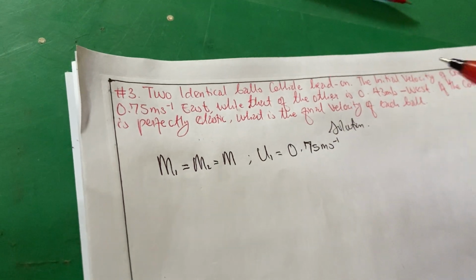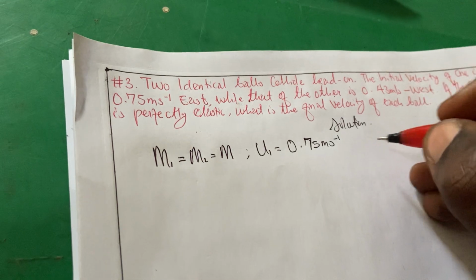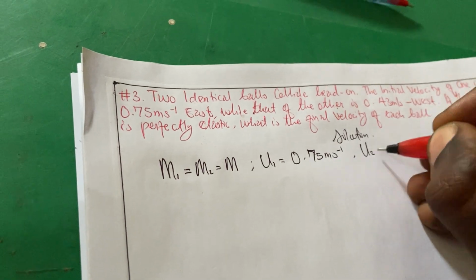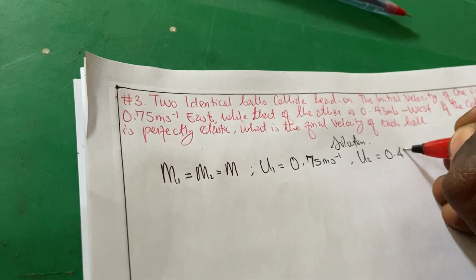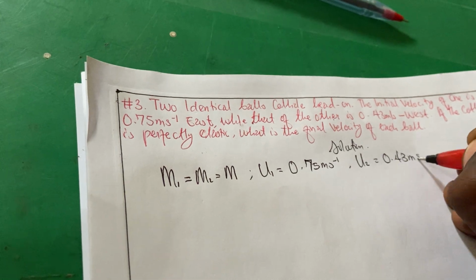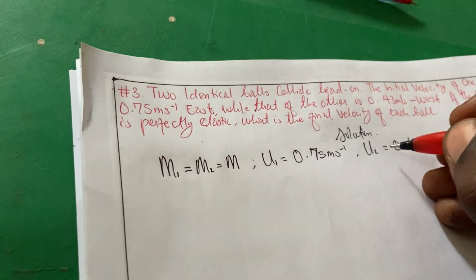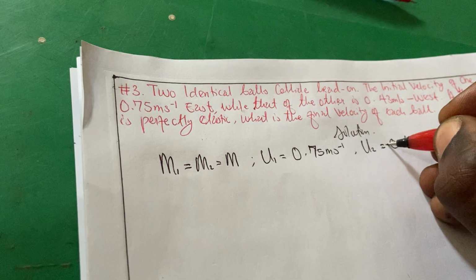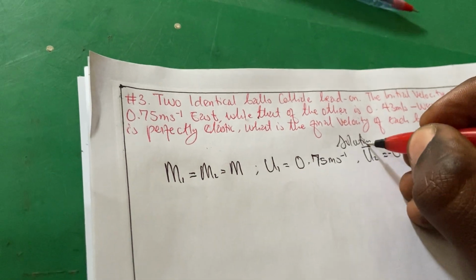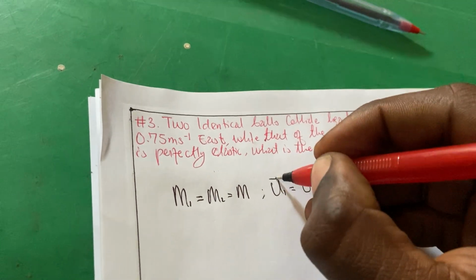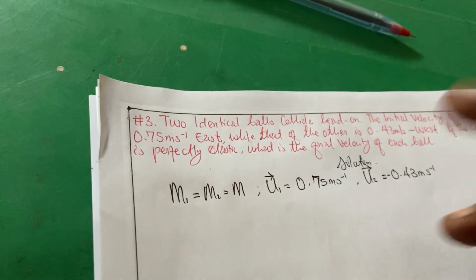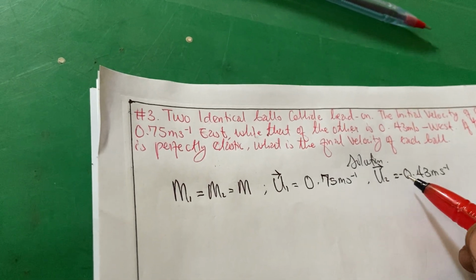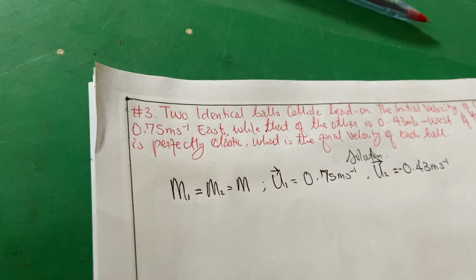The velocity of the other ball, u2, is 0.43 meter per second west. It's very, very important, minus, since all these are vector quantities, that's the velocity, so it's very important that we indicate minus to show the direction.